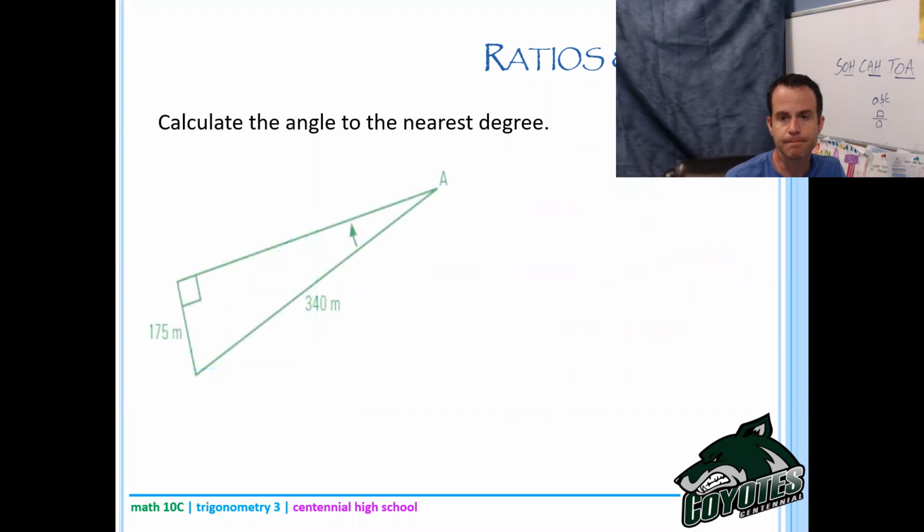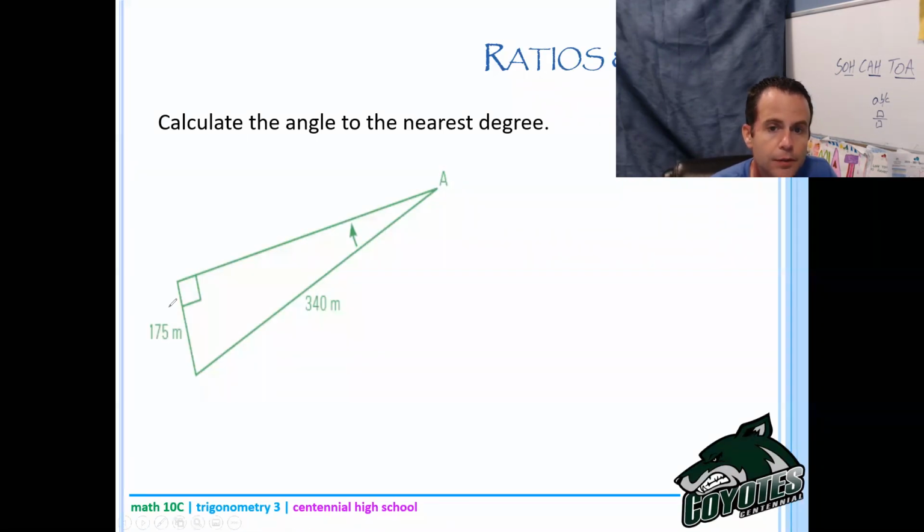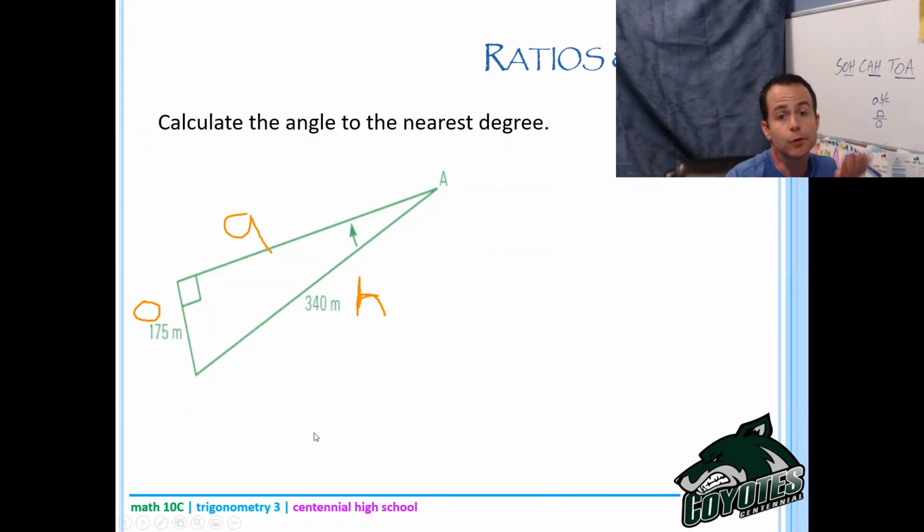Okay. All right, given this guy, now this arrow refers to angle A, and that's what I'd be looking for here. So this guy here is my opposite, this guy here is my hypotenuse, and then this guy would be my adjacent. So I have the opposite and I have the hypotenuse. Which trigonometric function uses opposite and hypotenuse together? That would be sine. So I'll say sine of A equals 175 over 340.